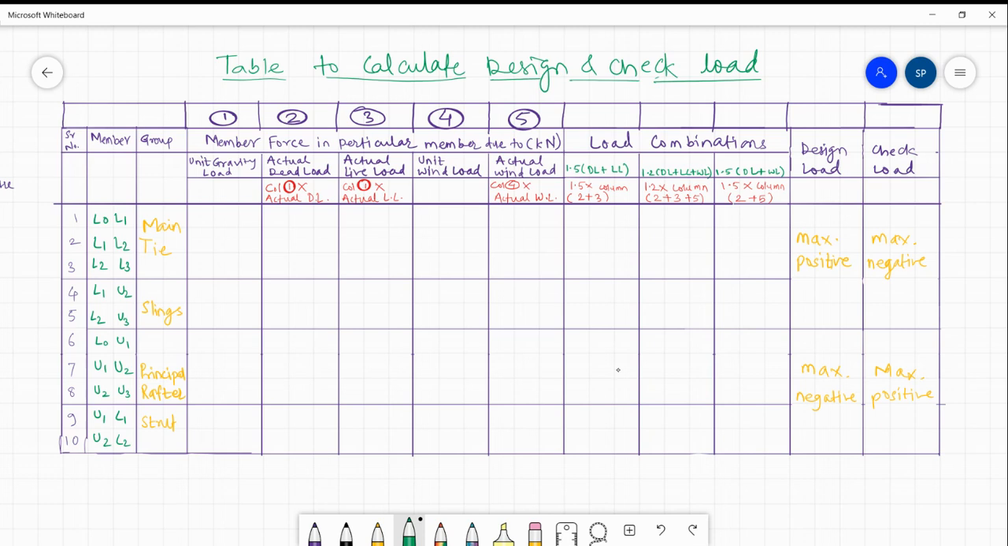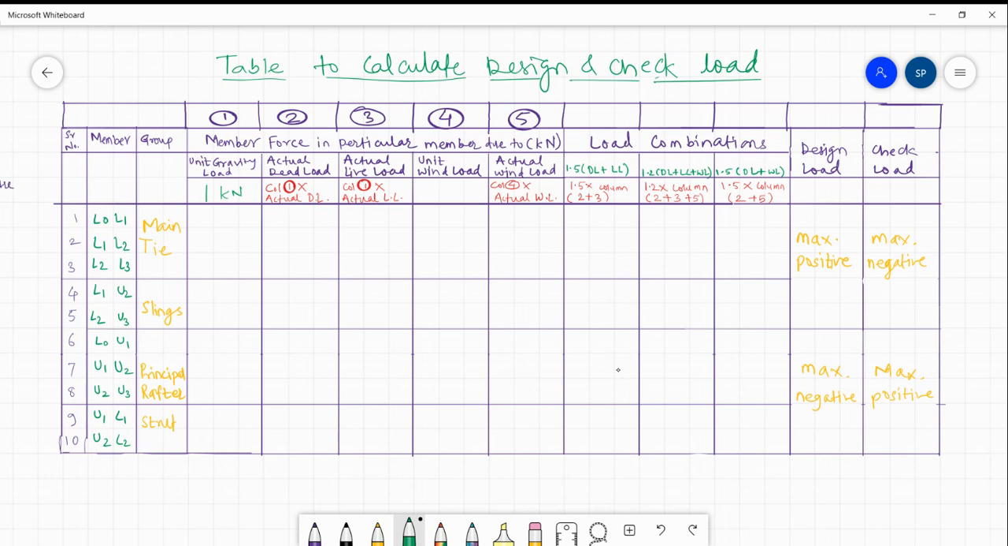When you analyze the trusses for unit loads, be it gravity load or wind load, after that you get certain values of member forces. Whatever method of analysis you are using, friends, it doesn't matter. At the end of that analysis, you have to enter the member force values due to unit gravity load under this column. When you apply a unit load, that is 1 kilonewton at an interior panel point, whatever member forces are developed are to be listed in this column in front of the respective member.